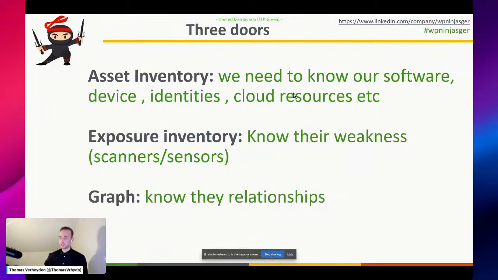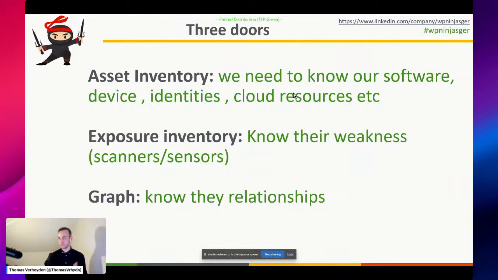And what we need for this are three doors. We had our asset inventory, so we need to know our software, our devices, our identities, maybe cloud resources. What we also need to have is our exposure inventory. We need to know our weaknesses. That's coming from the scanners and all the sensors that we have. And then we need to know the relationships. And we create the relationships by using a graph.